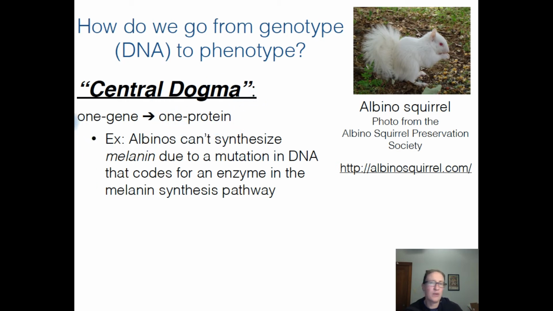Just to give you an example of this, if we think about albino organisms, since squirrels are popular this year, here's a picture of an albino squirrel. And by the way, there's a cool society called the Albino Squirrel Preservation Society that's very popular on college campuses, in case you're curious. In any case, albinos are not able to synthesize a pigment called melanin because of a mutation in DNA that codes for an enzyme in the melanin synthesis pathway.